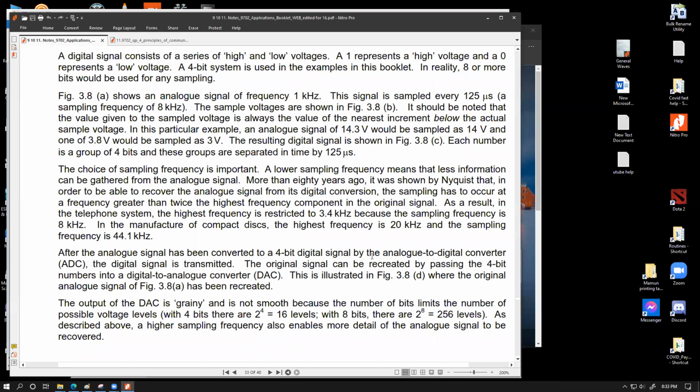Whatever the highest frequency in that audio input analog signal is, the sampling should occur at a frequency more than double of that. This was shown by Nyquist. You don't have to know why this is important, but I'm going to give you a little bit of example for why this is important. Try to have a look.